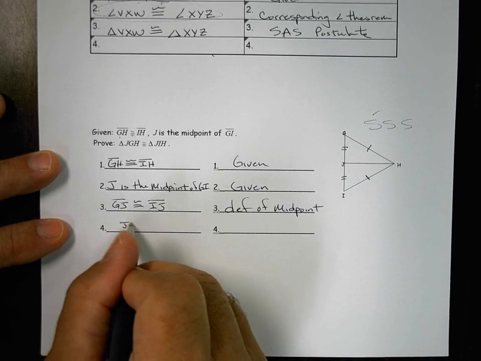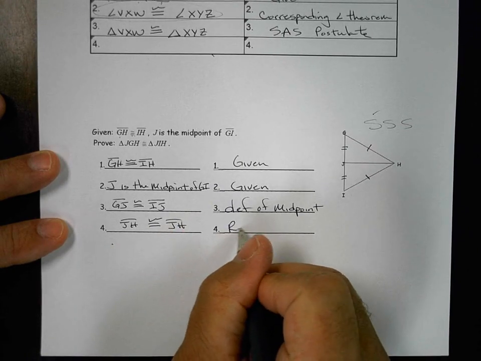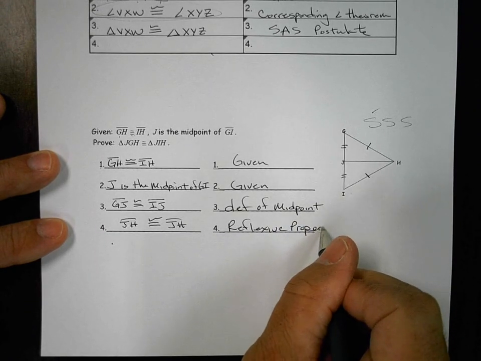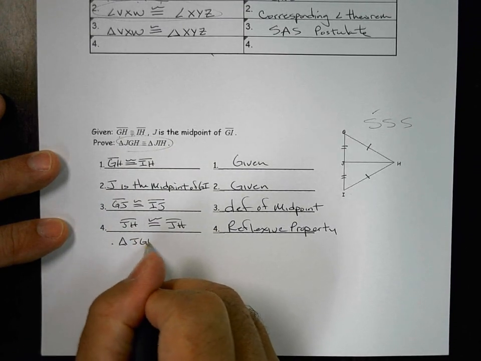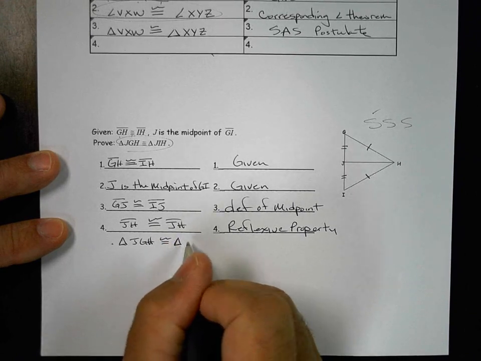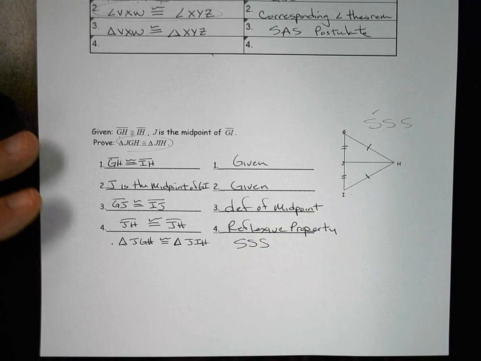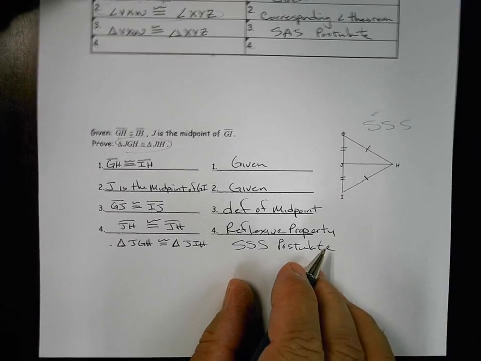Okay, and now we know that JH is congruent to JH by reflexive property. Which means now we can say that triangle JGH is congruent to triangle JIH by side, side, side postulate. Okay. All right. So hopefully that helps.